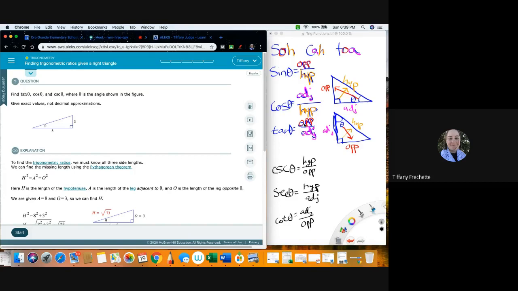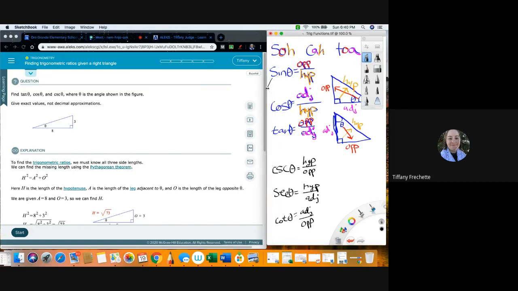And then tangent is opposite over adjacent. But if I flip it over and I go adjacent over opposite, then we call it cotangent. So they're very similar. We just have to make sure we match these ones up. So sine goes to cosecant, cosine goes to this one, and then we have tangent that kind of spins around. So if we can remember that sine, if we flip it upside down, that's cosecant. Cosine is secant, and tangent is cotangent, flipped upside down.